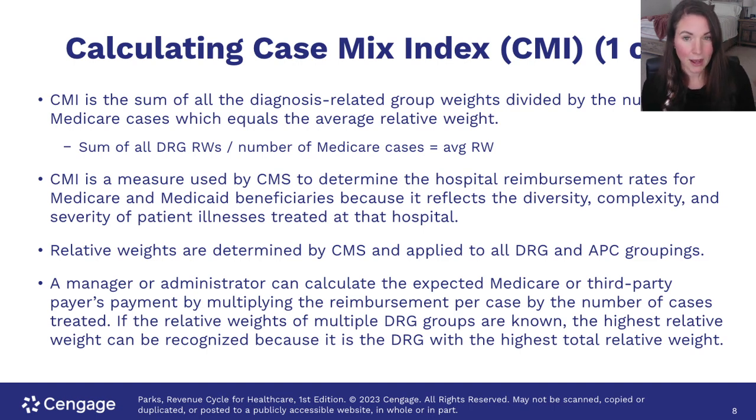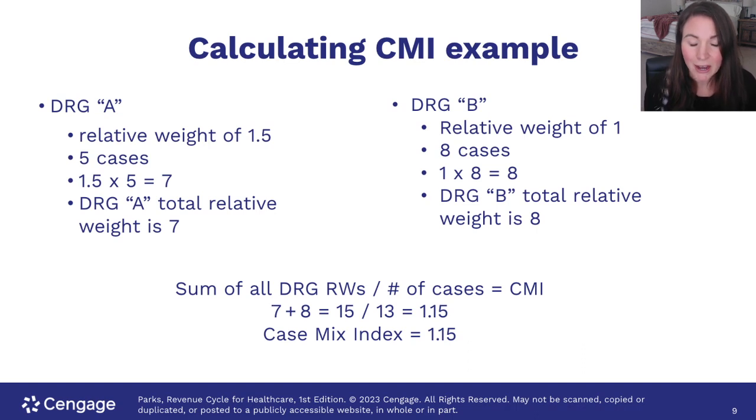Okay, I am a very visual learner, and all of that is kind of confusing, so I thought it'd be helpful to show you what I'm talking about. All of these numbers are obviously made up. I just wanted to use simple numbers to make it easy to understand. So let's say CMS has assigned DRG-A a relative weight of 1.5. That DRG-A has 5 cases in it. You would multiply 1.5 by 5 to get a total relative weight of 7.5 for that DRG.